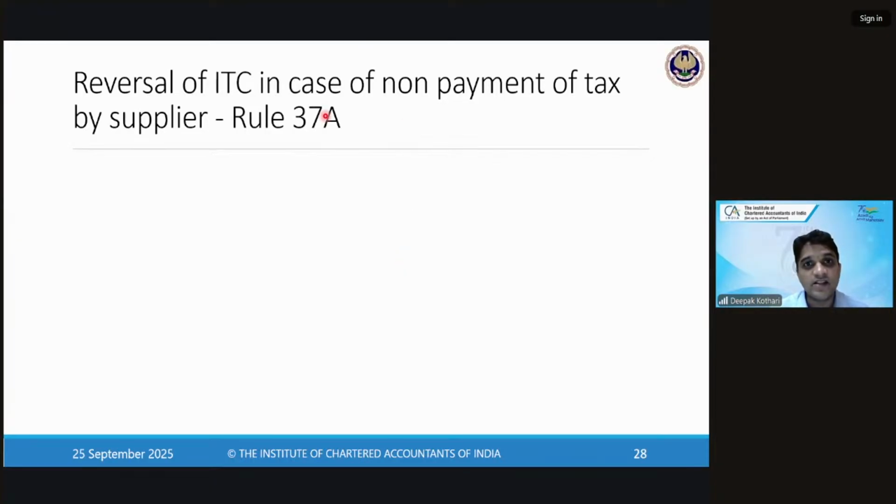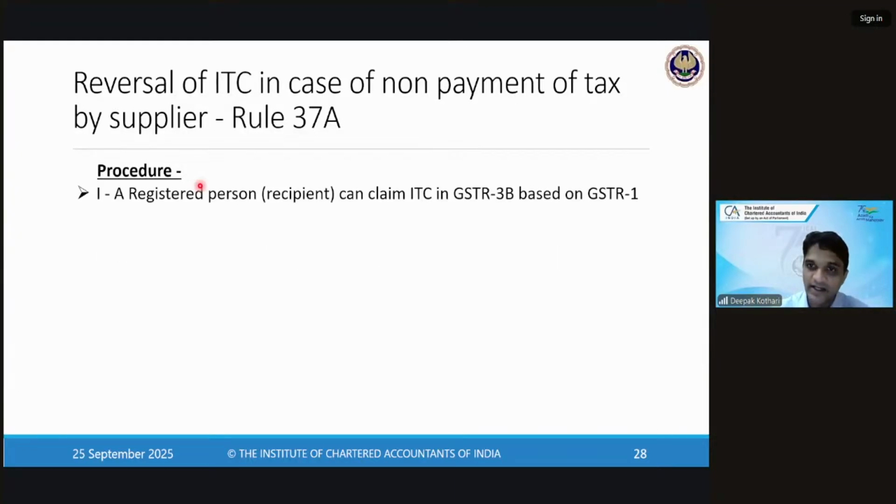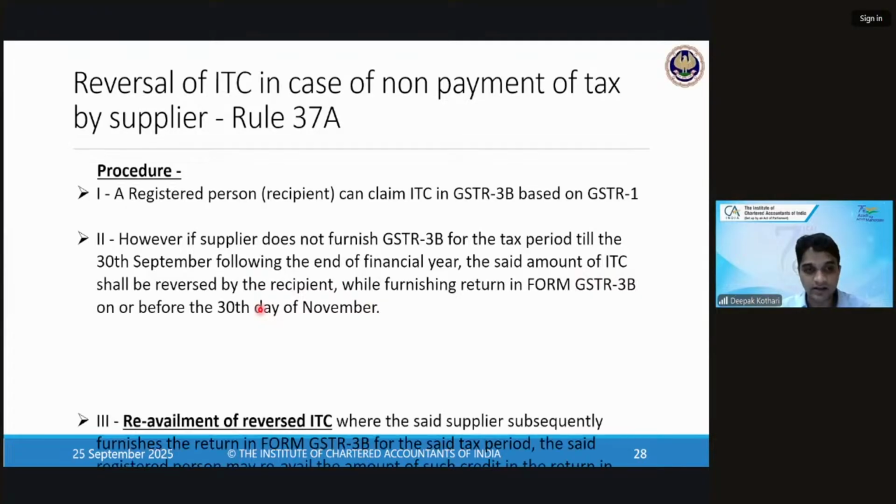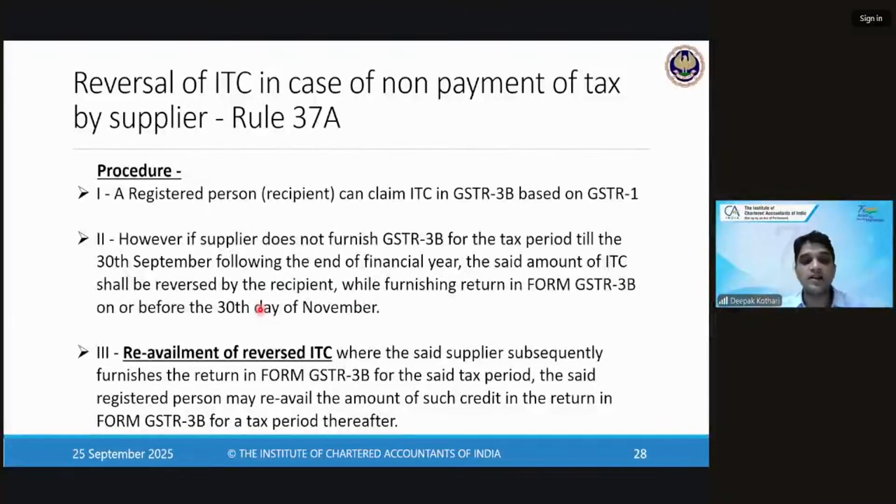Reversal of ITC in case of non-payment by the supplier is given in Rule 37A, which says that the registered person can claim the ITC in his GSTR 3B based on GSTR 1 filed by the supplier. However, if the supplier does not furnish GSTR 3B, till when do you have the time to see whether the supplier has filed the return? That is given in this Rule 37A, which says that if the supplier does not furnish the 3B for the tax period till the 30th September, then the said amount of ITC shall be reversed while furnishing the return in the 3B of 30th November. And you can re-avail when the supplier has filed his GSTR 3B.